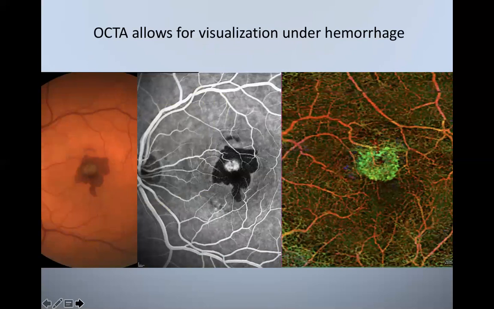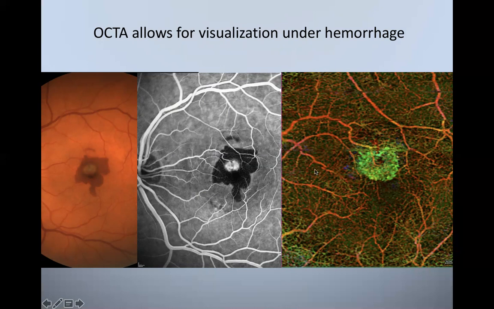We can also see through hemorrhage in a lot of cases. In fluorescein, because we're using this blue wavelength of light, we can't see through hemorrhages. So we can see some leaking on fluorescein in this patient with a choroidal neovascular membrane, but we don't know how big that really is. It could be as large as this hemorrhage. We don't know. But on OCT angiography, again, we can see every single capillary involved in that.